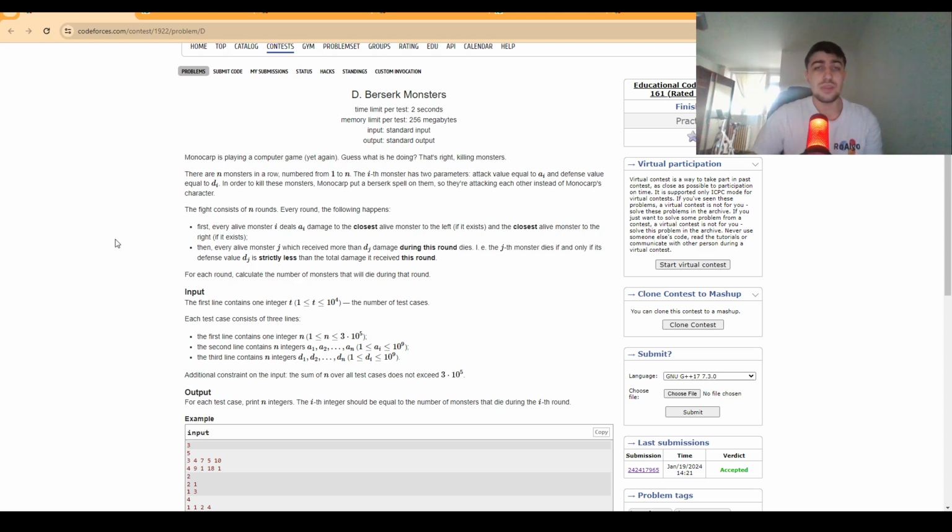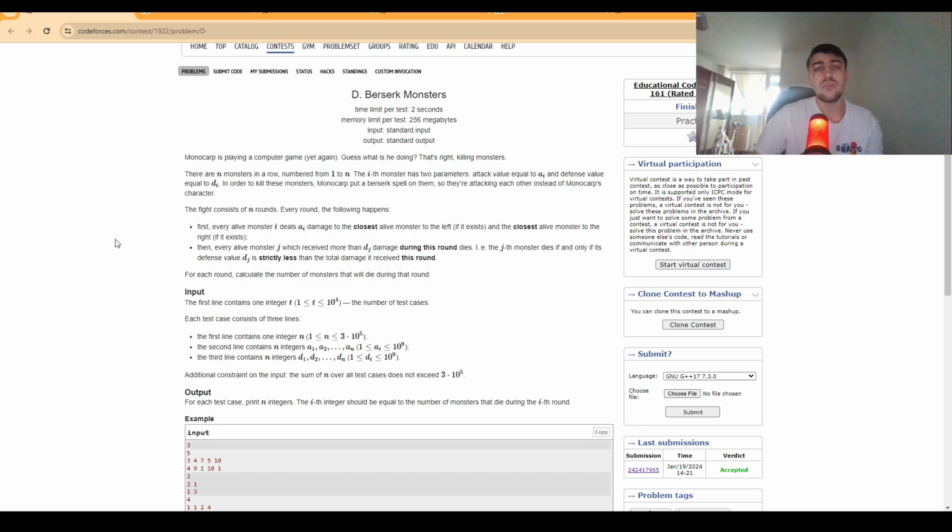Now in problem D we have n monsters and we want to simulate a fight, basically. So at each round we want to check if each monster dies based on the damage they get in this round, and then we also want to be able to properly simulate this process in such a way that it will be fast enough.